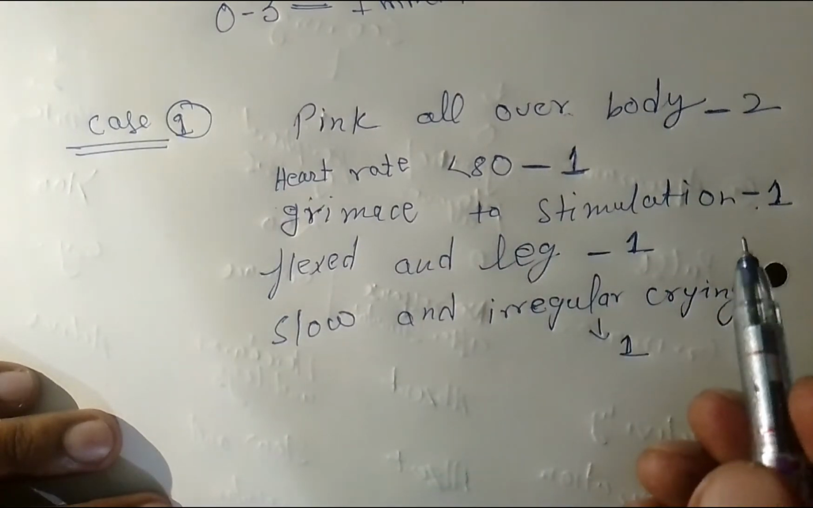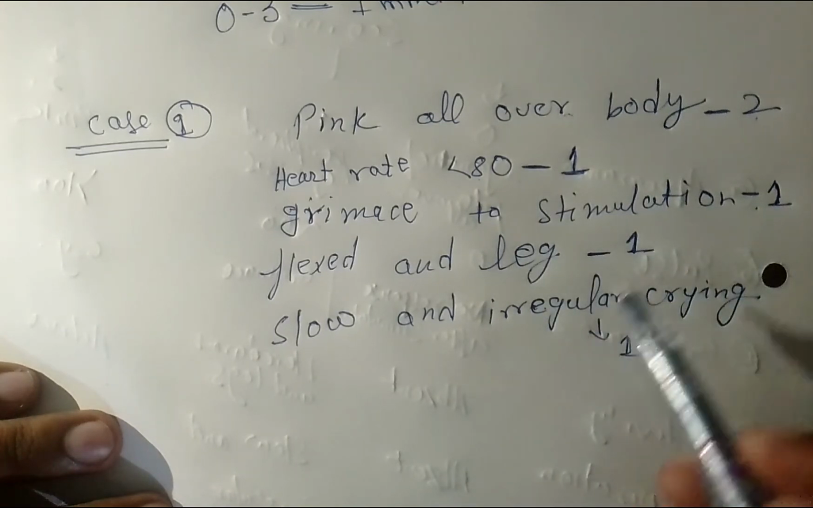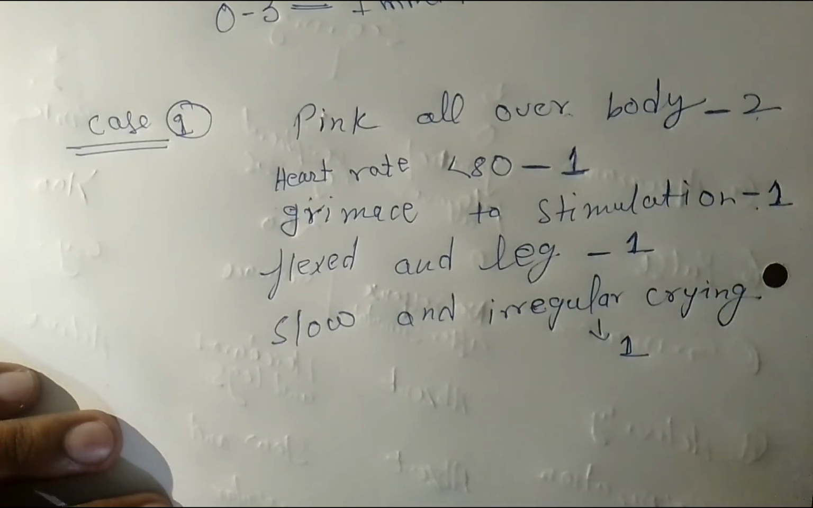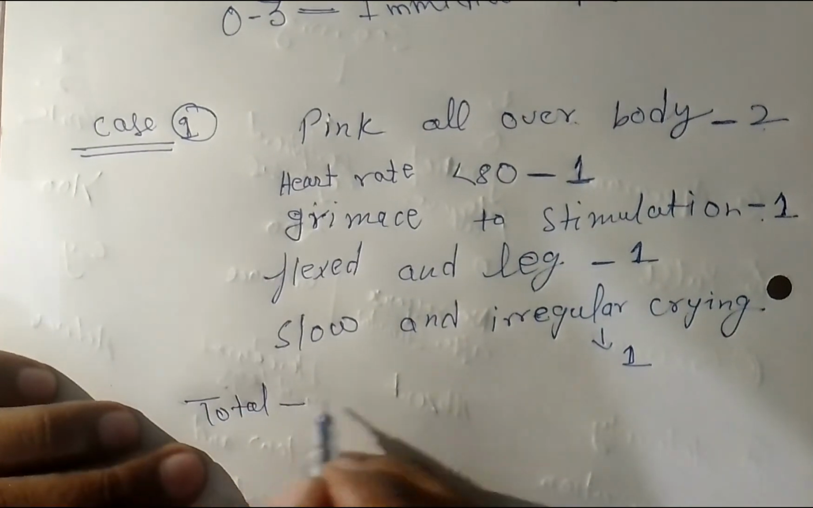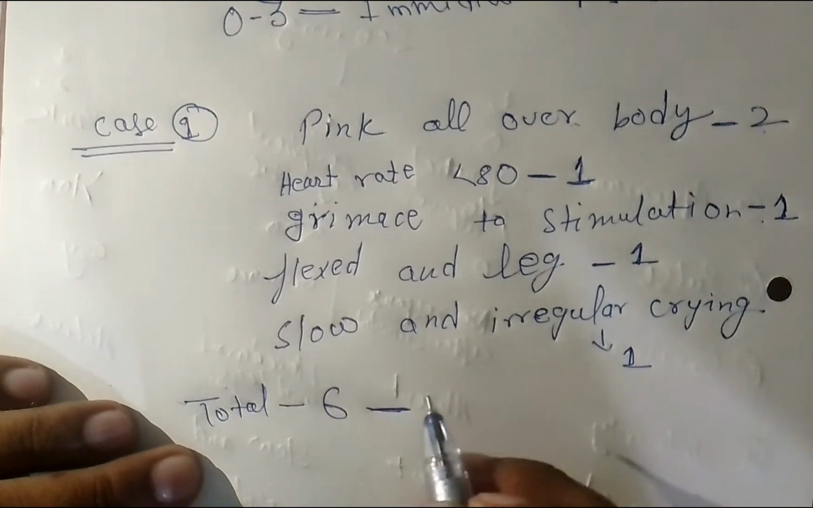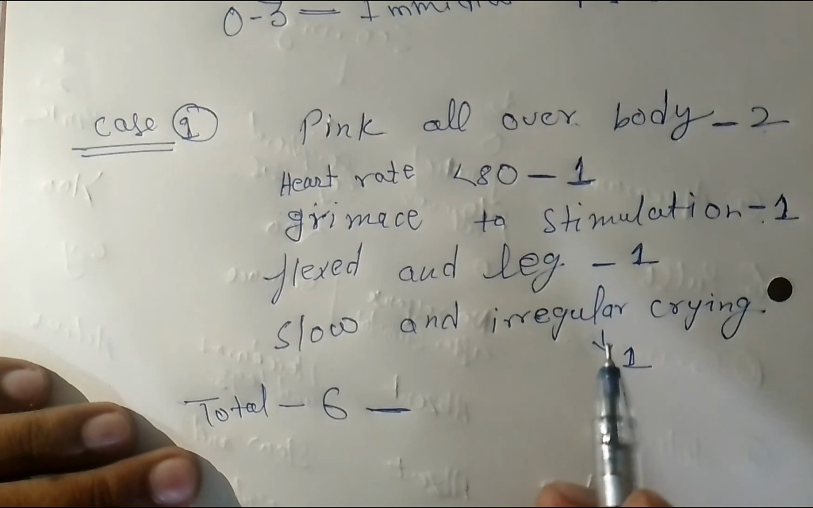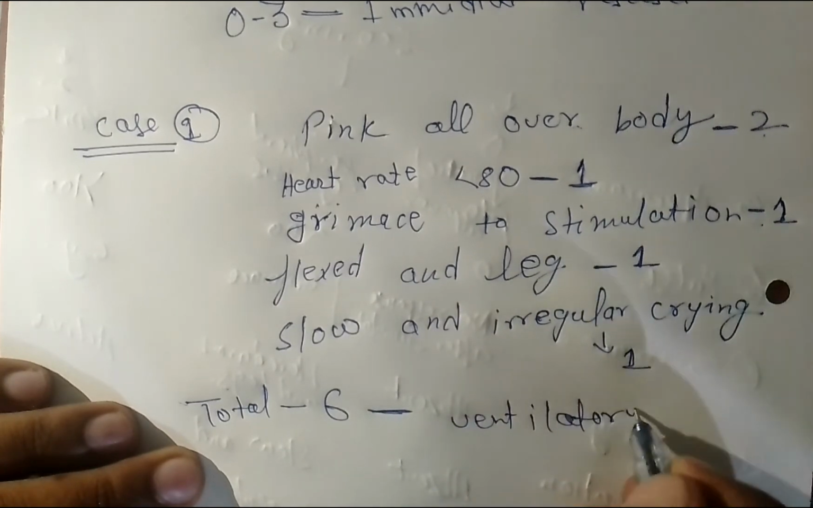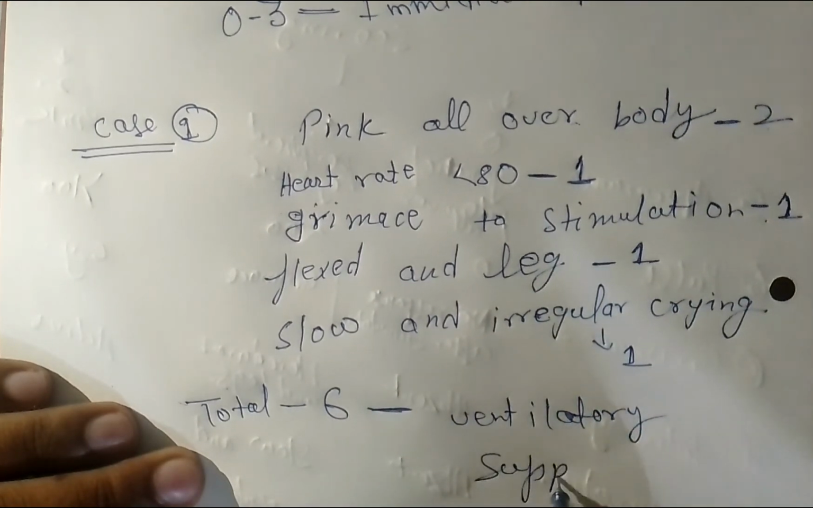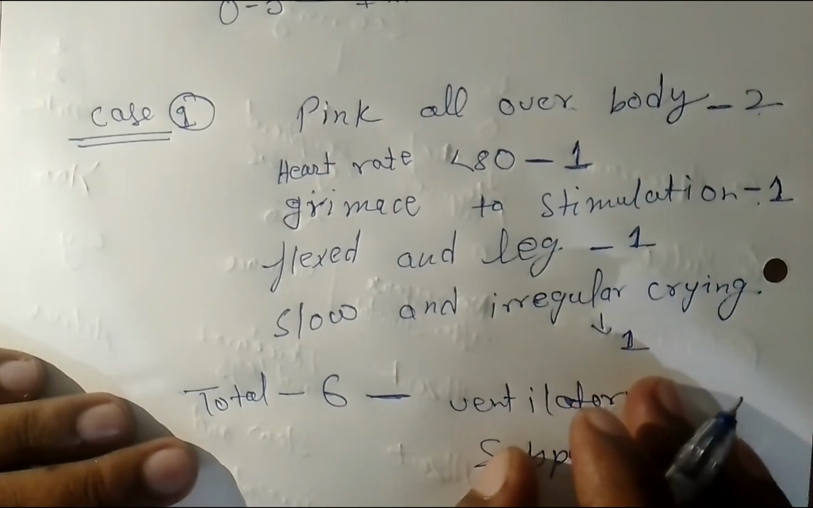After that we count the score: 2 plus 1 is 3, plus 1 is 4, plus 1 is 5, plus 1 is 6. Total score is 6. So with 6, we need to possibly resuscitate the infant and observe, possibly give ventilatory support, or we need to treat symptomatically.